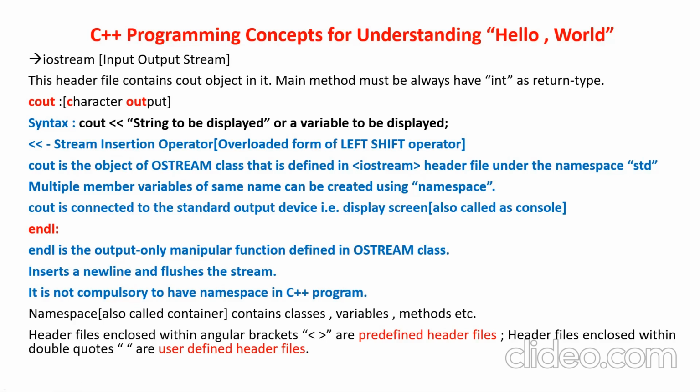So all these we'll study in the upcoming slides. The cout is nothing but the object which is directly connected to your computer display screen. So whatever string you send to the cout object by means of this stream insertion operator will be displayed on the screen. Endl is a manipulator function. After printing a string, it will take the cursor to the next line. It is not compulsory to have a namespace.